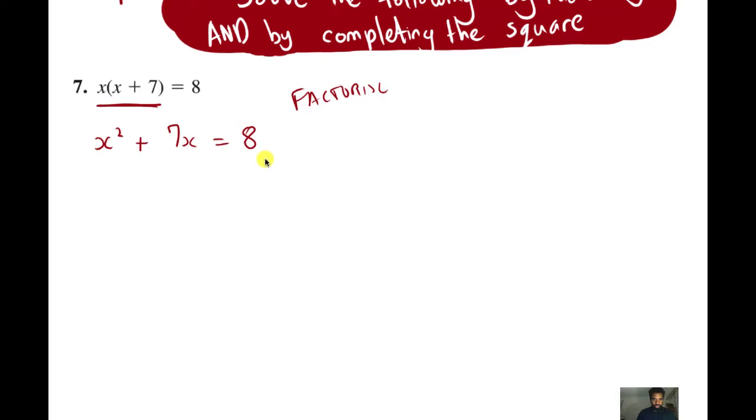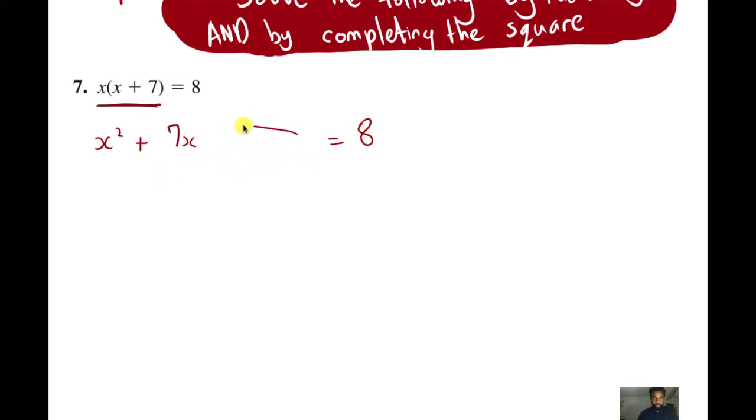But because what we're trying to do here is complete the square of this expression, x squared plus 7x, we don't need 8 on this side of the equation. We don't need to move 8 over, okay? So 8 can stay over on that side. And so what we're going to do is move 8 a little bit to the right to make room for a new value we're going to put in here to complete the square.